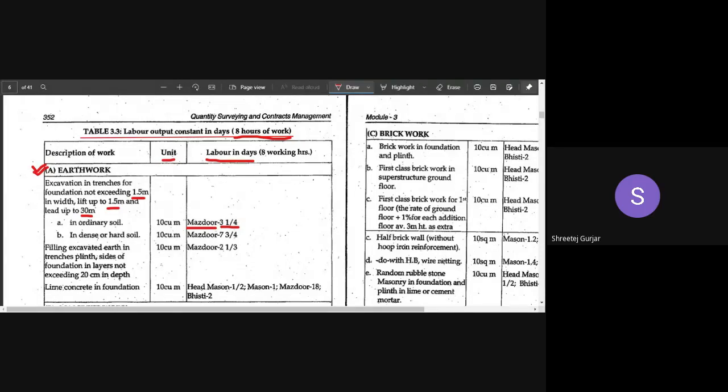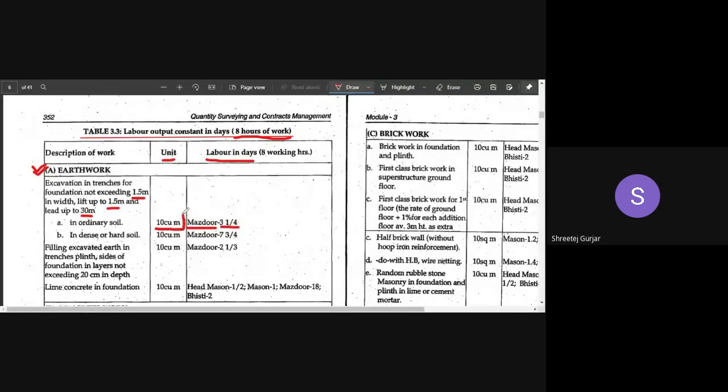Digging and carrying various materials, just carrying and supplying, that is done by mazdoor. He or she is not skilled. It is unskilled labor. So remember, whenever you are dealing with any work which requires digging or supply or carrying of any material, you have to use mazdoors. Correct? So the unit we will be using is 10 cubic meters.